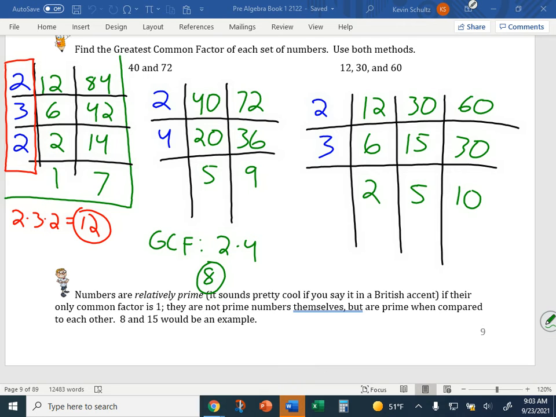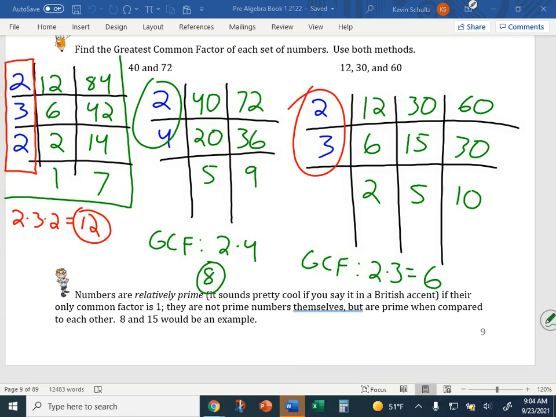How do you find the GCF? So now, how we find the GCF is those numbers that we wrote in blue there. That's our key. Our GCF is going to be the product of those numbers. So the numbers that we divide by here, in the end, we multiply them together to get our GCF. Here it was 2 times 4 to get 8. Here it was 2 times 3 times 2 to get 12. And now here it's 2 times 3 to get 6. Okay?